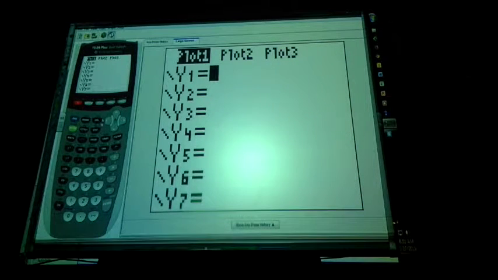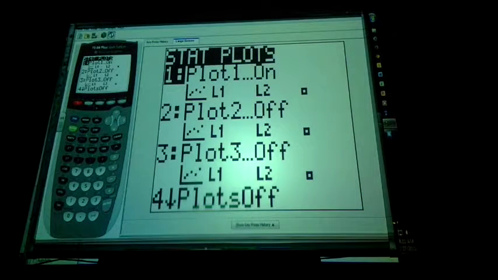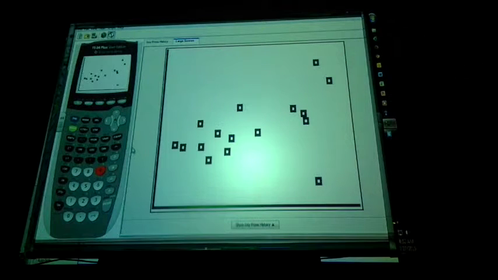Let's clear. Nothing in Y equals, we're good. Make sure stat plot is on. Our stat plot is on. And then it looks like it's going to be a scatter plot for list 1, list 2. It's going to be a dot, so that's good. Some of you still have this on a box plot, so make sure you modify it. And then once you have it correctly done, you can hit zoom 9 and take a look at your data.